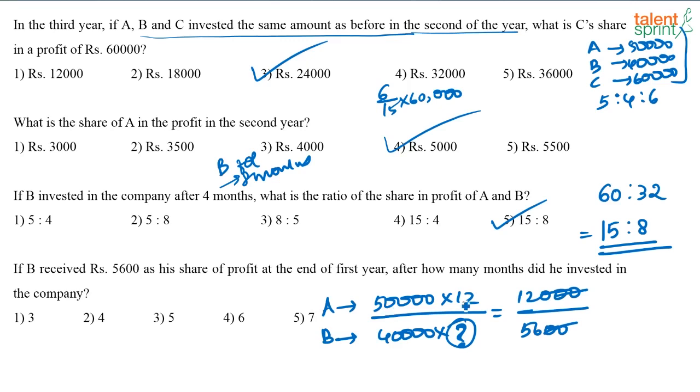Okay. So, this 50,000 into 12 is nothing but the amount that A has invested into the period for which the investment has been made. This is the amount B has invested into the period for which he has invested. In this ratio only they will get profit. So, what do you get when you solve this?